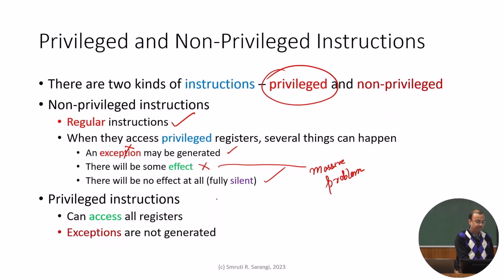Privileged instructions, on the other hand, which is like part 2 of the instruction manual, can access all registers. Exceptions are normally not generated unless you do something which is otherwise not allowed. So the OS and other OS-like software, like the virtual machine managers, which are essentially thin OSs, can access privileged registers, issue privileged instructions, and do things like shutting off the fan, turning on the fan, shutting off the display. These are all privileged actions.